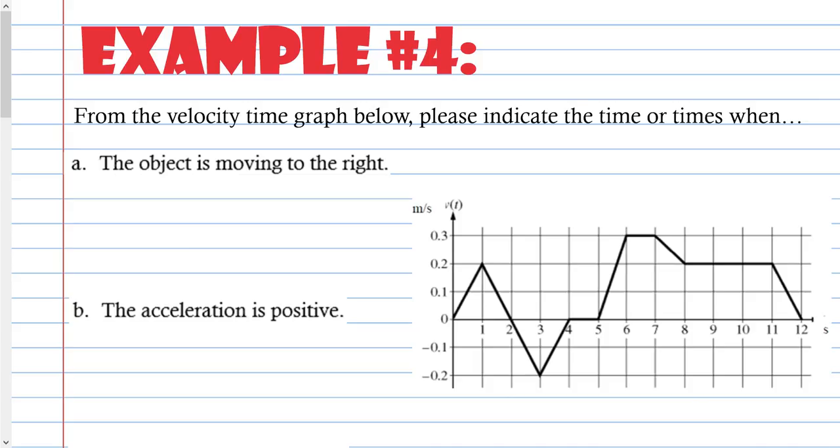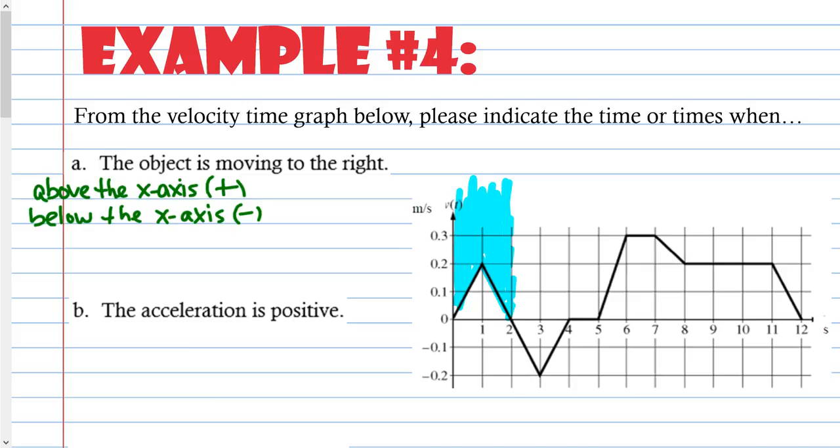Well, it probably is better if you have a visual of this, so this is what I'm going to do. I need to figure out where velocity is positive. So, from 0 to 2, right here, velocity is positive, because it's above the x-axis. So I wrote it down. Above the x-axis is positive, below the x-axis is negative. So that's above.